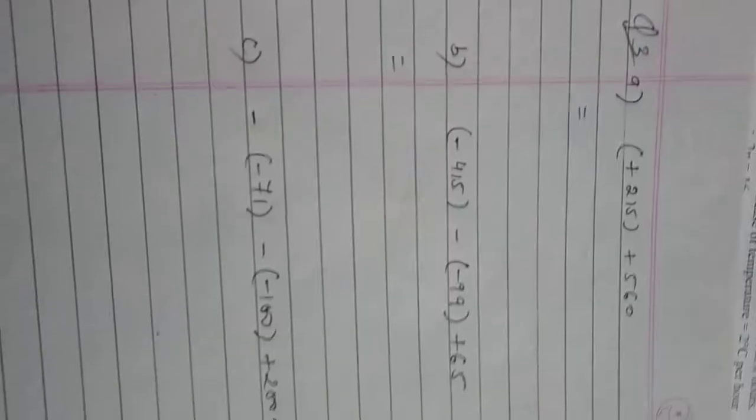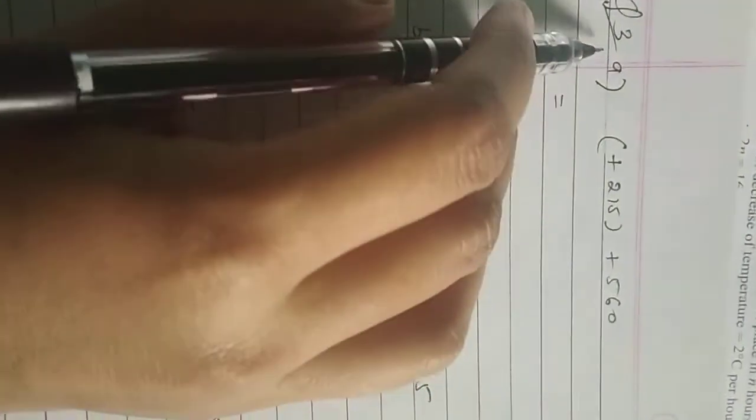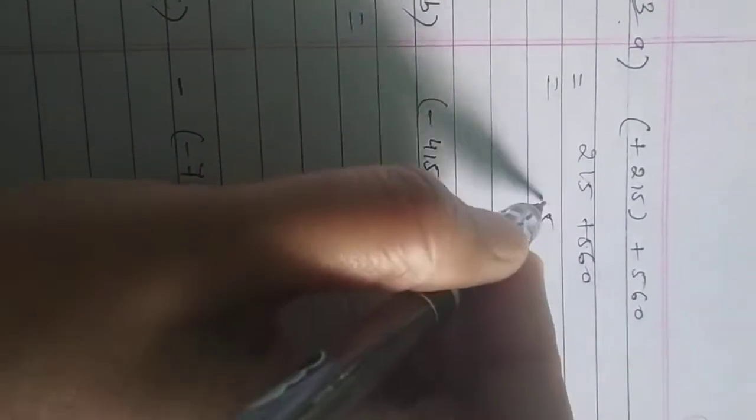Okay. Question number 3, evaluate the following. This type of evaluation you have to do like this. Look here, question number 3a: plus 215 plus 560. So this is simple plus plus. Plus 215 plus 560 will be equal to what? 5 plus 0, 5. 6 plus 1, 7. 5 plus 2, 7. This is the answer.